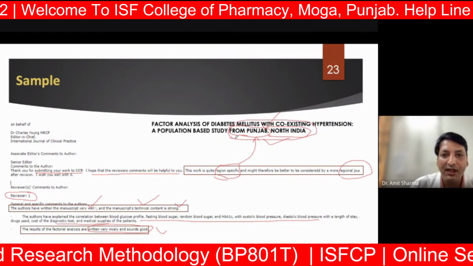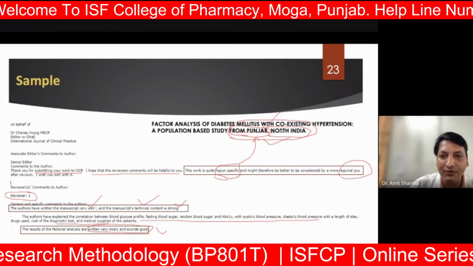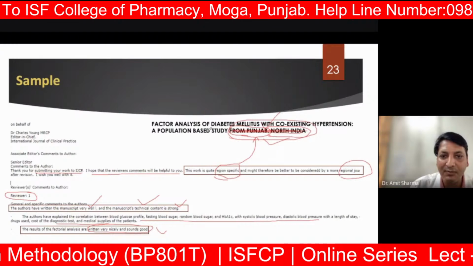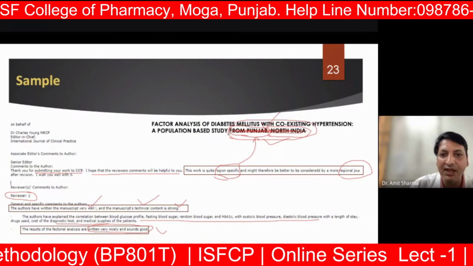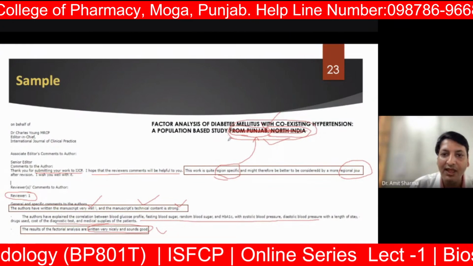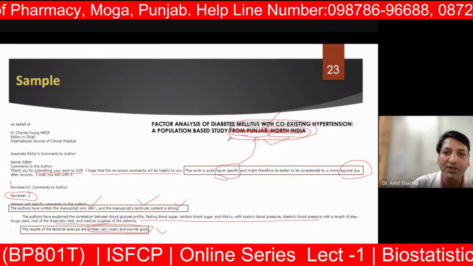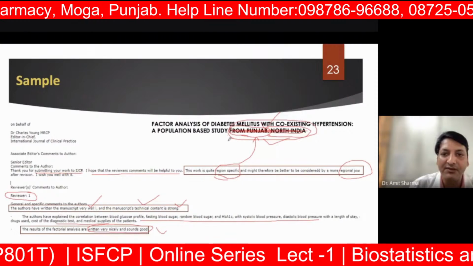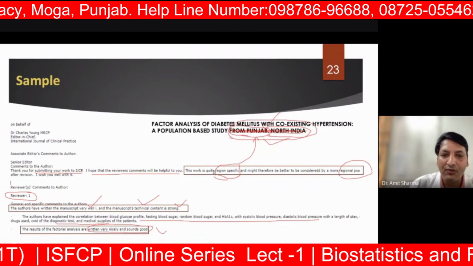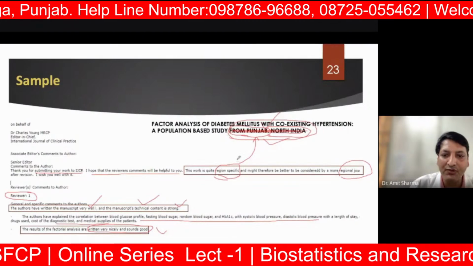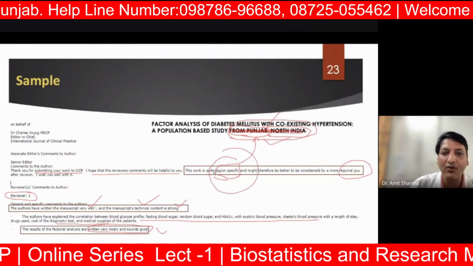Then what I did, I removed these words from my title, and I wrote a population-based study in India, only in India. And the next month it was published in another journal, the European Journal of Hospital Pharmacy. So why did the editor reject the paper? Because of this region specificity.